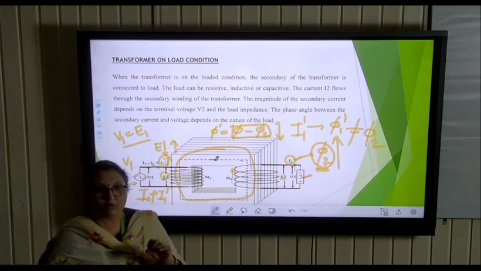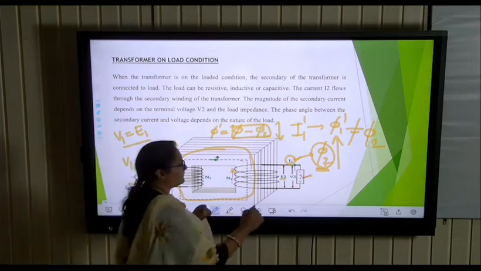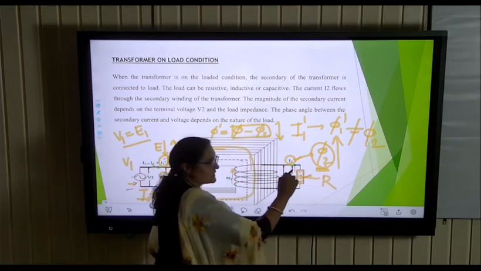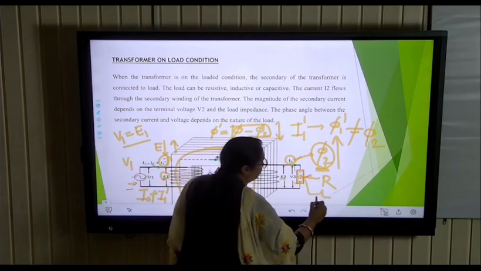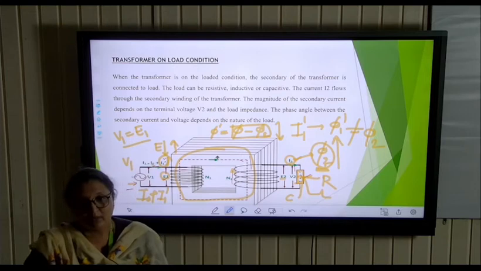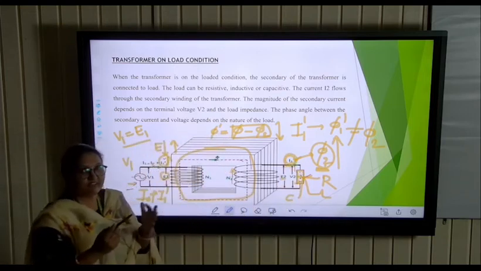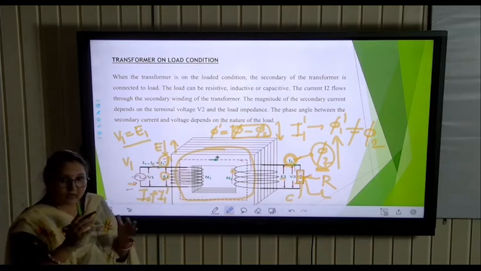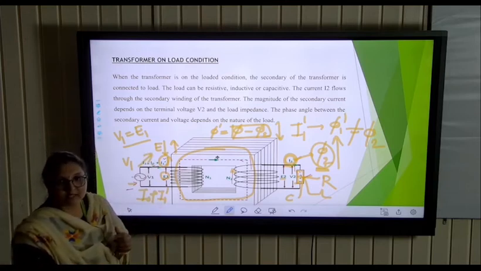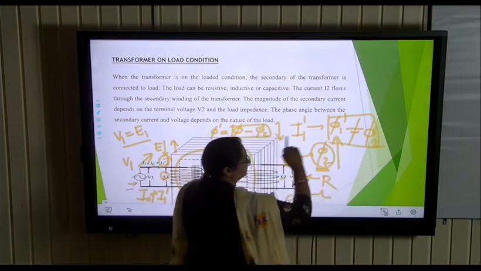Now we will see the different cases. As you know, the load can be of a resistive nature, an inductive nature, or a capacitive nature. That depends upon the load. Accordingly there will be a change in the secondary current and a different relation, and according to that this primary current is going to vary. The reason is we need to cancel the effect of this secondary current.